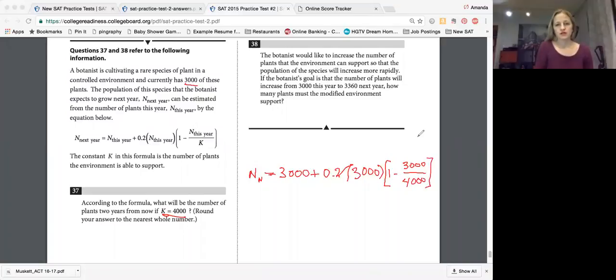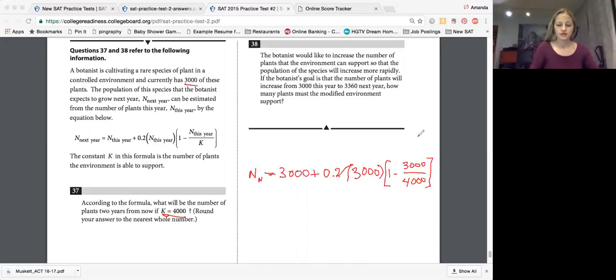So now I'm solving that in my calculator. And the important thing to do is make sure you do order of operations. So first thing I want to do is the 1 minus 3,000 over 4,000. That's in my parentheses, so I have to solve for that first. So 3,000 divided by 4,000 is 0.75. 1 minus 0.75 is 0.25. So I have 0.25 times 3,000 times 0.2. So that gives me 150 plus the 3,000 that we started with.